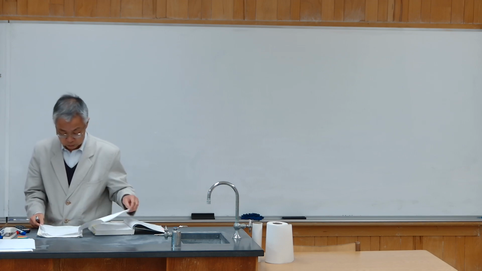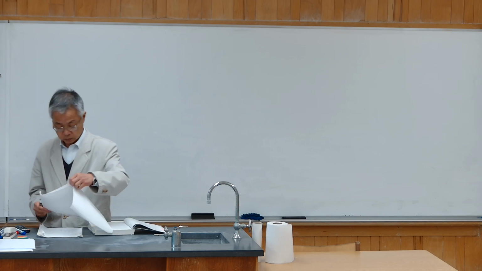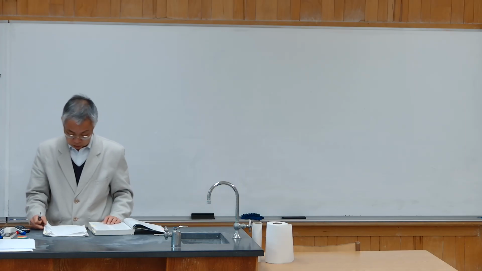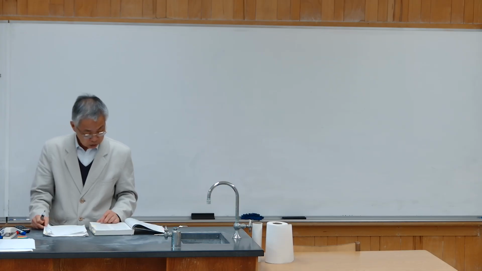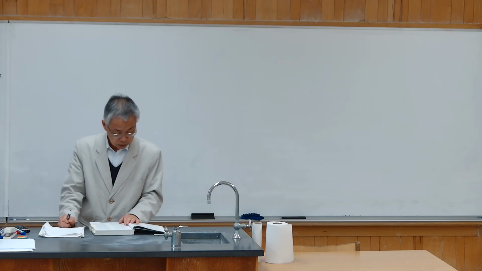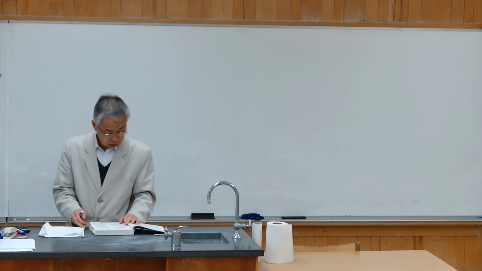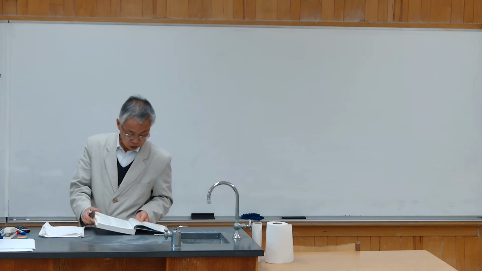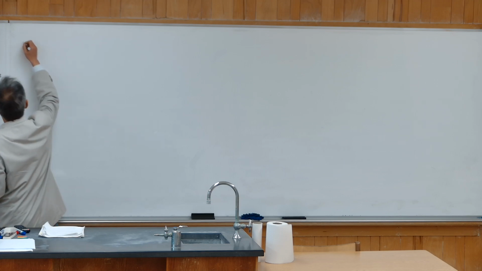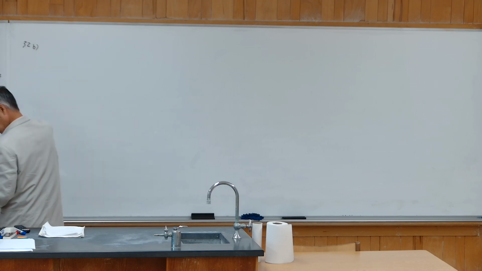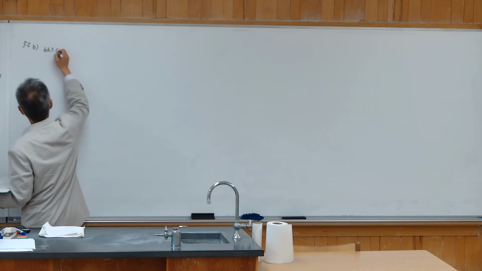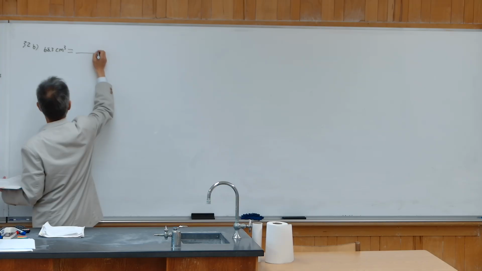Next is question number 32. Question 32 is a dimensional analysis. Let's see, 32B: convert cubic centimeters to cubic meters. 68.3 cubic centimeters to cubic meters.